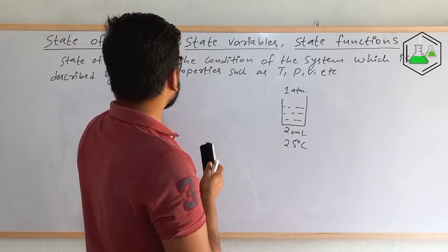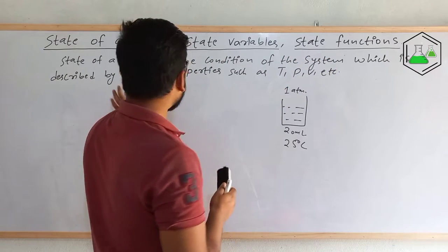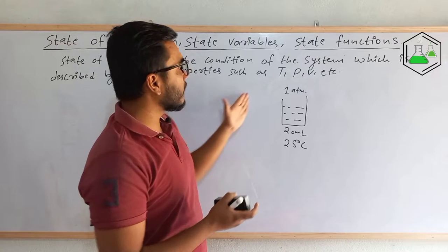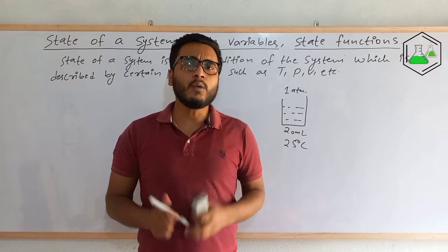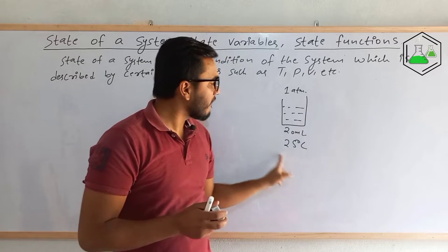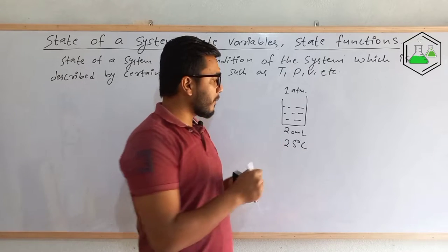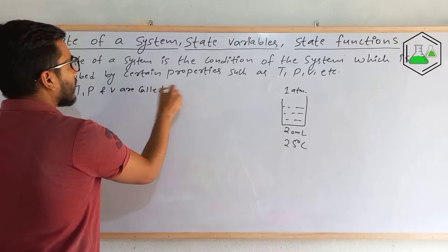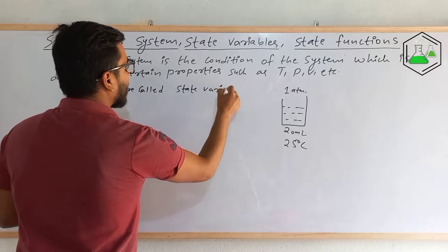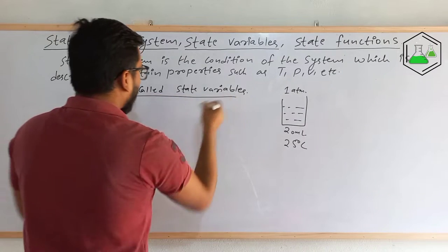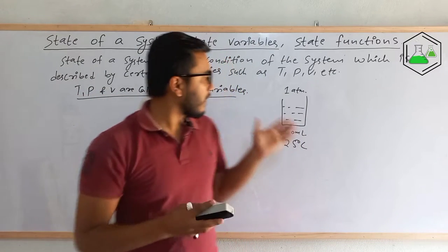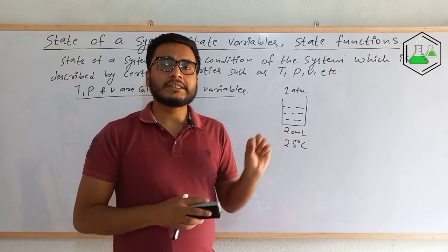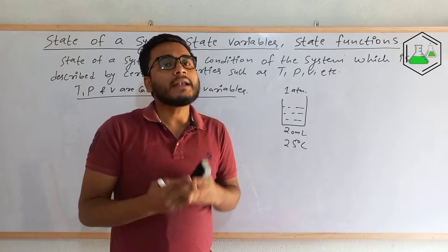Okay, so state of a system is the condition of the system which is described by certain properties such as temperature, pressure, volume. When temperature, pressure and volume are provided, then we know that this is the state of that system. Now, state of a system depends on these variables or these properties. So these properties, that is temperature, pressure and volume, are called state variables. The properties on which the state depends are called state variables. So here in this particular case, temperature, pressure and volume are the state variables. So whatever things are provided, those are the state variables.